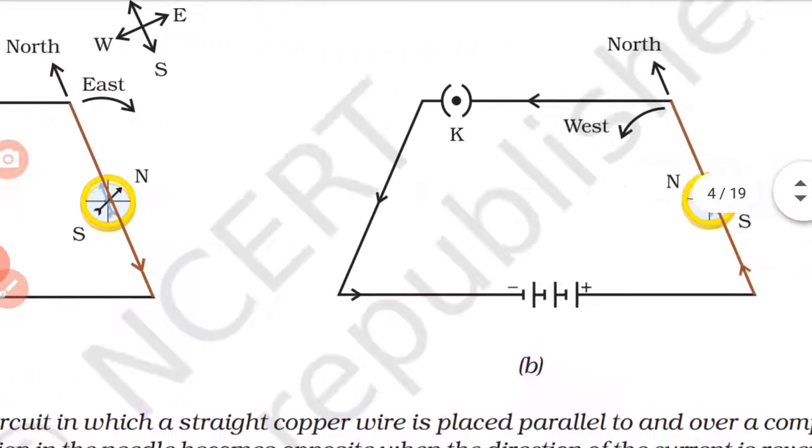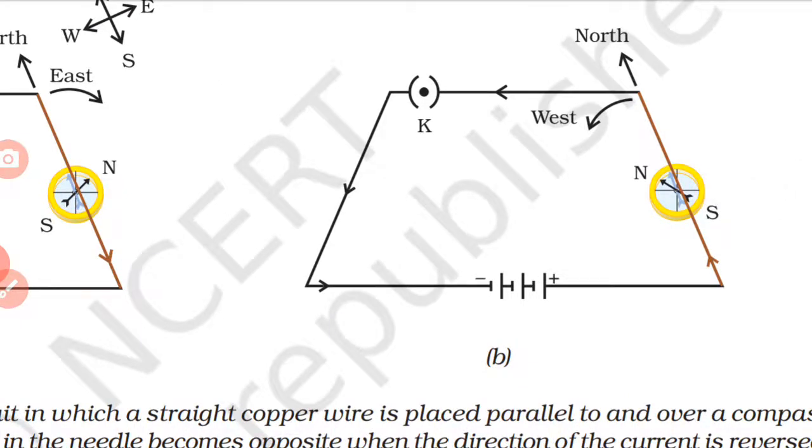Now in the opposite direction, you change the battery, so the polarity of the battery is changed, and connect the battery and simple key in series as previously. You will see that in the magnetic needle the north pole moves towards the west direction. It means that when the polarity of the battery is changed, the direction of the current changes and the direction of the needle also changes. It means that the deflection in the needle becomes opposite when the direction of current is reversed.